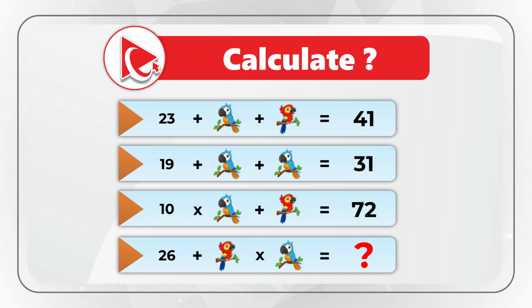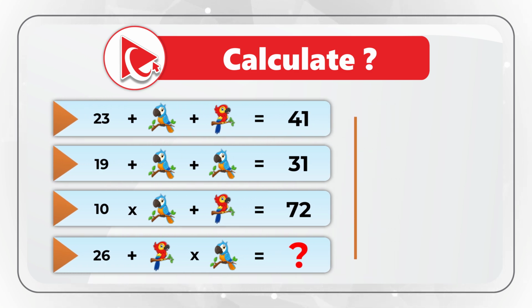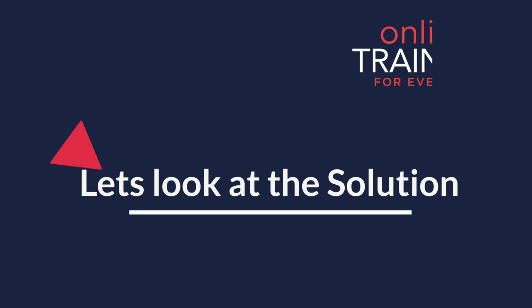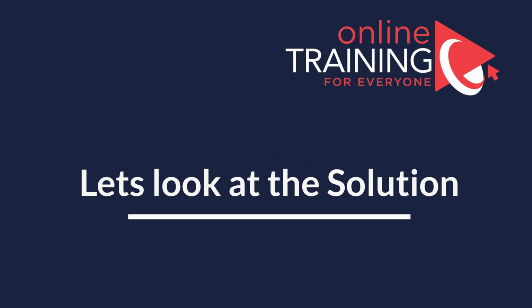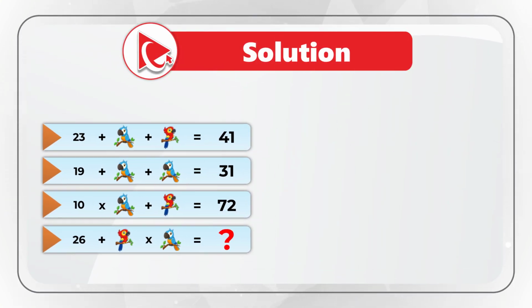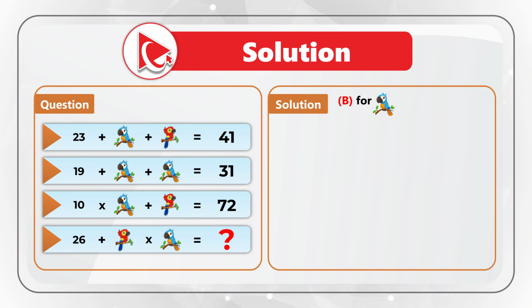You need to select the missing value out of 4 possible choices. Choices A, 83, choice B, 90, choice C, 98, and choice D, 107. Take a close look to see if you can calculate the answer. And on my end, I am moving forward to share with you my version of the solution. And obviously, if you have a better way to solve it, please make sure to post in comments so we can all learn. For simplicity, let's create variables. We will use B for blue parrot and we will use R for red parrot.